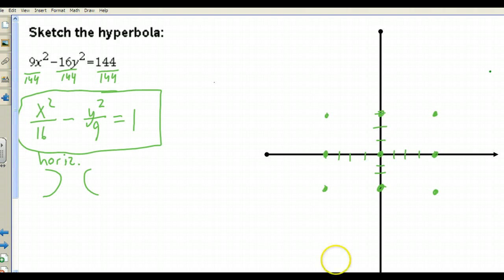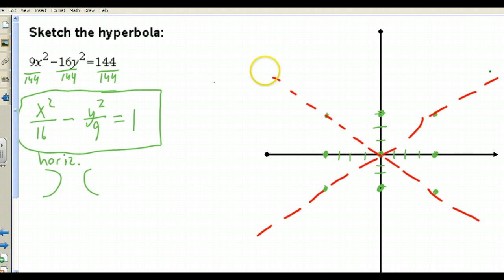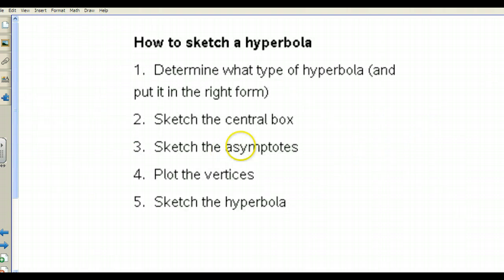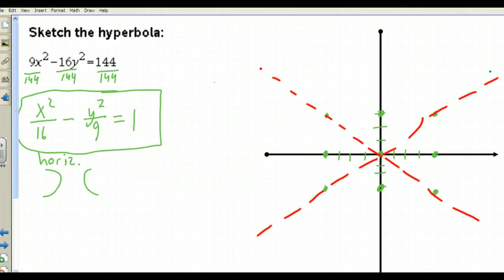Now get out a straight edge or something and go as straight as you can and graph this asymptote through the corners of the rectangle. Then you go the other way through the corners of the rectangle. Okay? Now the next step was sketch the asymptotes, got it. Plot the vertices. So the vertices are going to be the ones that are horizontal. So in the very left and the very right points there in the middle. So those are the vertices.